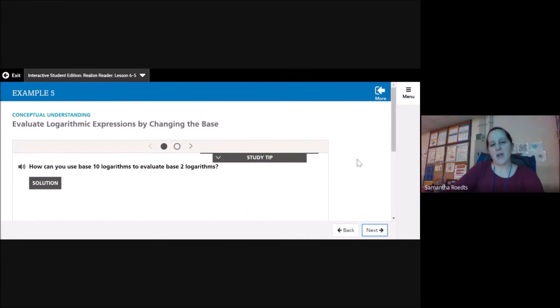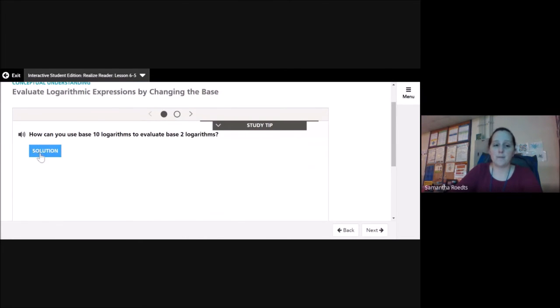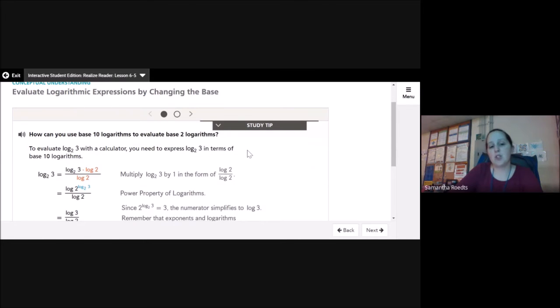All right, example 5, evaluate logarithmic expressions by changing the base. So how can you use base 10 logarithms to evaluate base 2 logarithms? So to evaluate log base 2 of 3 with a calculator, you actually need to express log base 2 of 3 in terms of base 10 logarithms. So it has to be a common base. Okay, most calculators will not let you use a base of anything other than 10. So we need to learn to change the base of something like this in order to be able to solve it easily in a calculator.